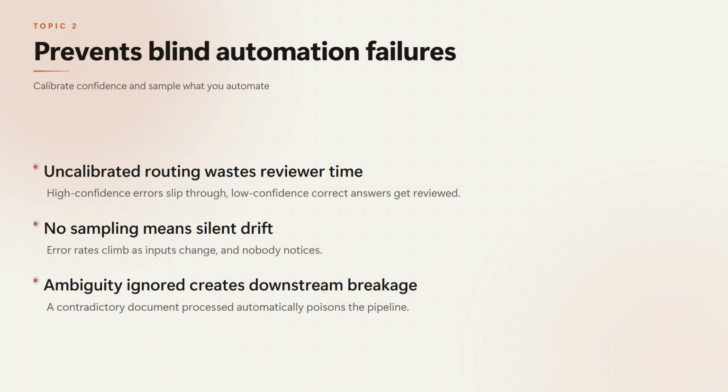Routing ambiguity is the last defense. A document that contradicts itself cannot be resolved by confidence alone. Skipping it means you automate the ingestion of nonsense, and that cost compounds through every system that consumes the output.